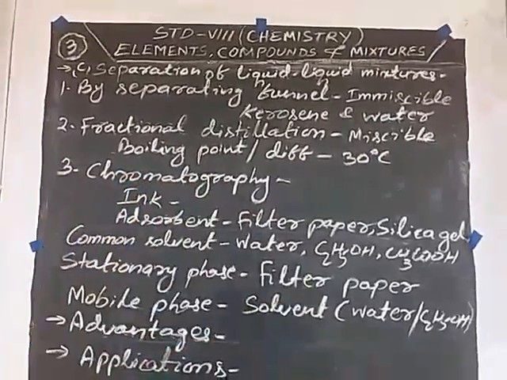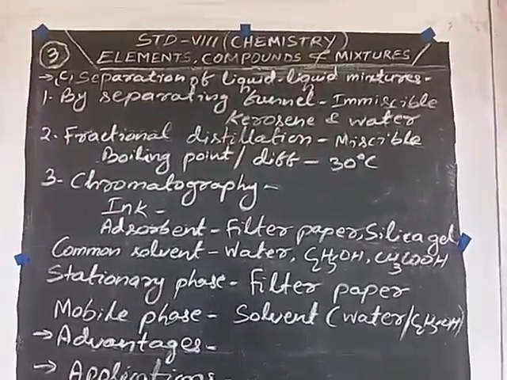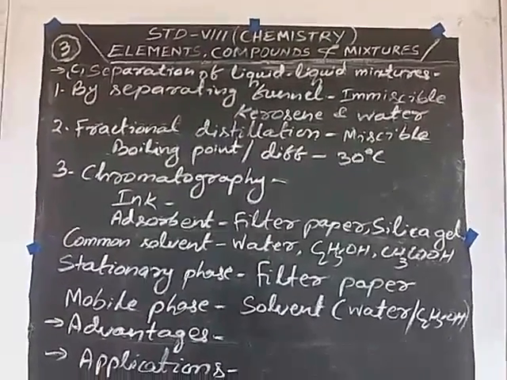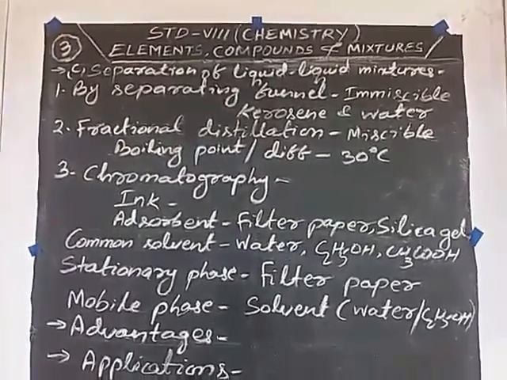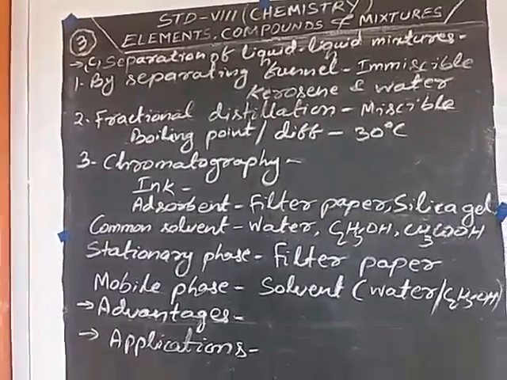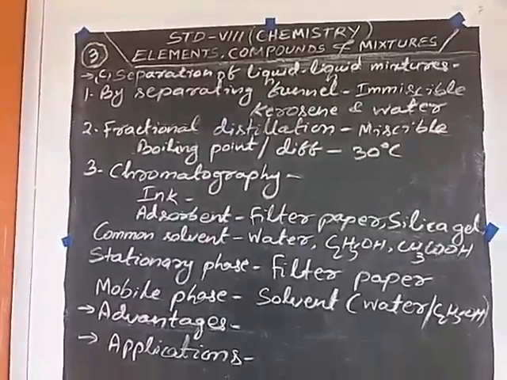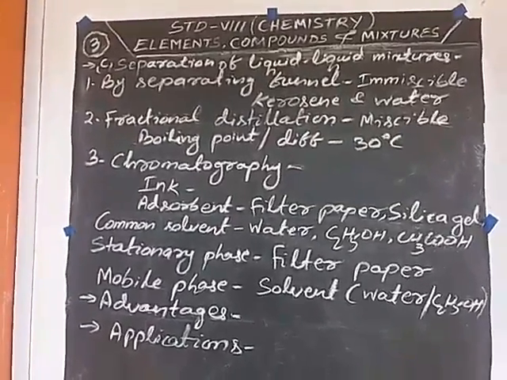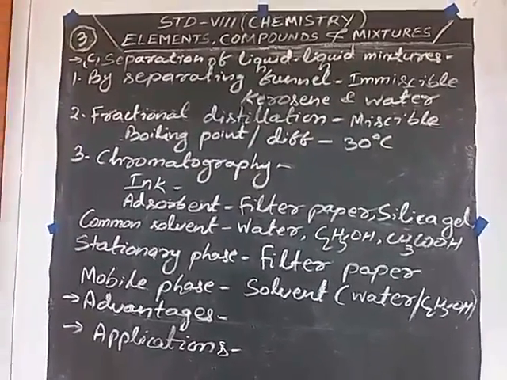Then chromatography. Chromatography means color writing. This is the latest technique to separate the components of a mixture when all the components are very similar in their properties. For example, the components of ink. Ink is a mixture of different dyes. You can see it in figure 3.13, paper chromatography.